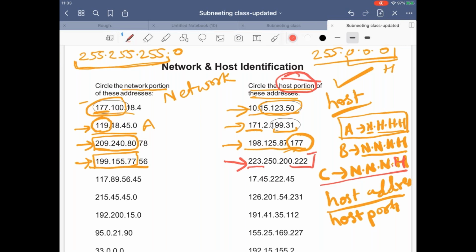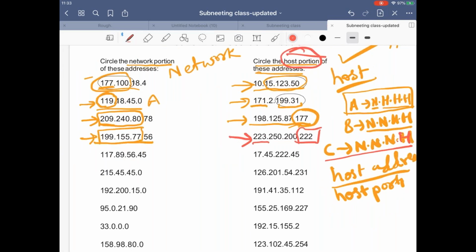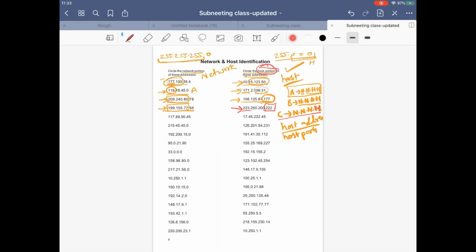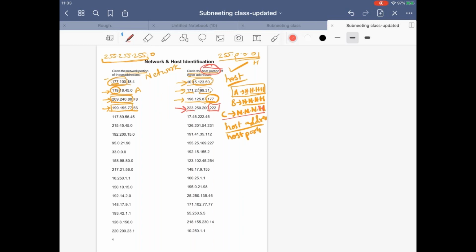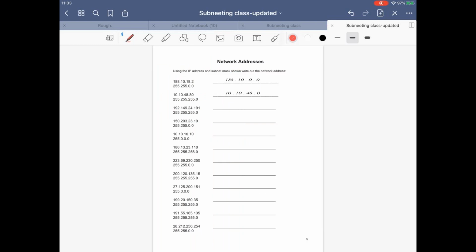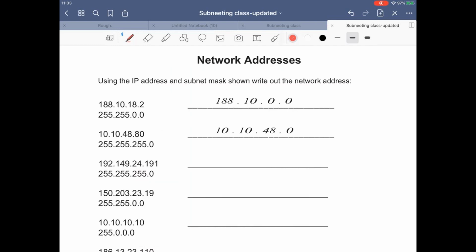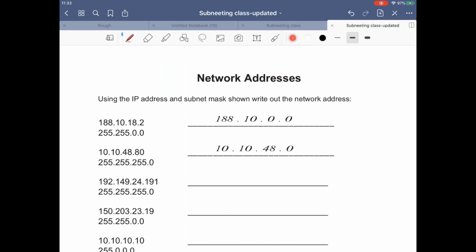Okay. In this way, you can do this. You can do a good practice on subnetting. The next one. Using the IP address and subnet mask shown, write out the network address. You have to write down the network address now with the help of the given subnet mask.